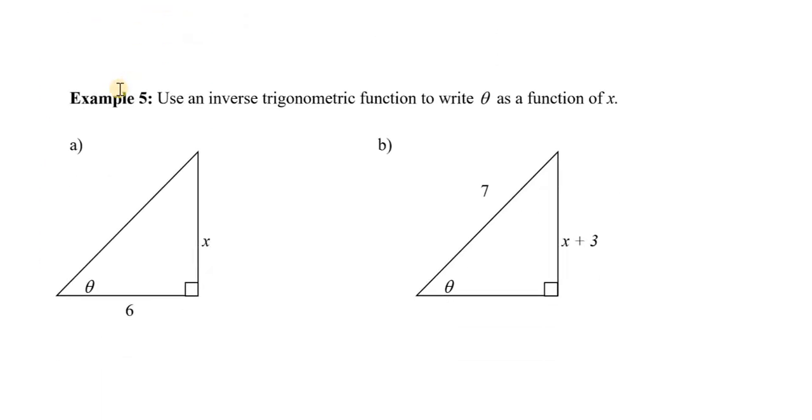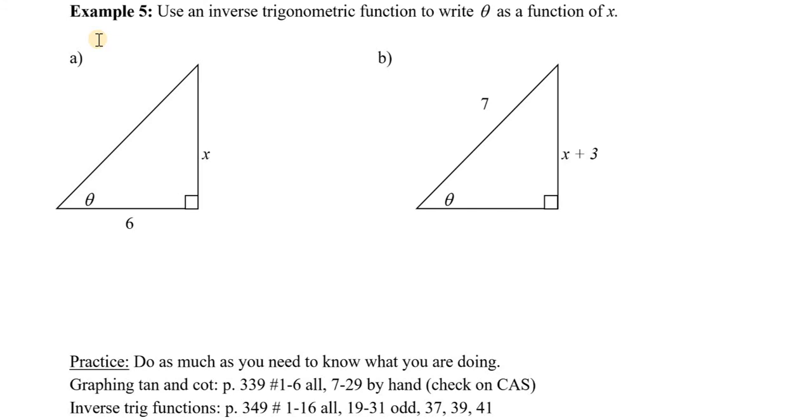So let's do these. Use an inverse trig function to write theta as a function of x. So these are pretty easy in the sense that all you're trying to do is actually solve for theta. And we've done some of these already. So noticing where theta is, I have this unknown and I have this side. So that's the opposite and the adjacent. Opposite and adjacent is tangent. So I'm going to set up my ratio where tangent of theta is going to be the opposite over the adjacent. And then I'm trying to isolate theta.